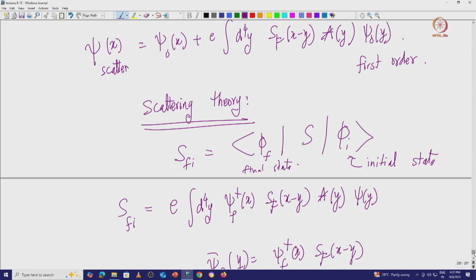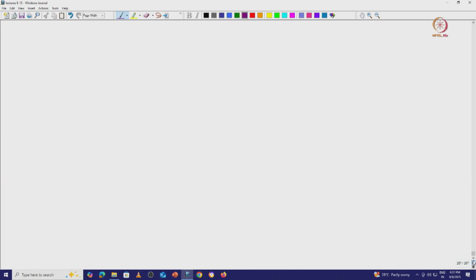Psi dagger, this entire thing just becomes psi dagger of y. So this entire thing just becomes psi dagger at y. So this gives me S_fi at leading order.